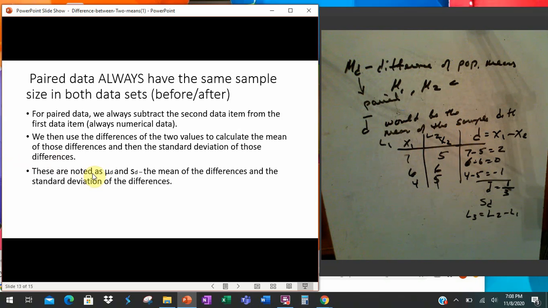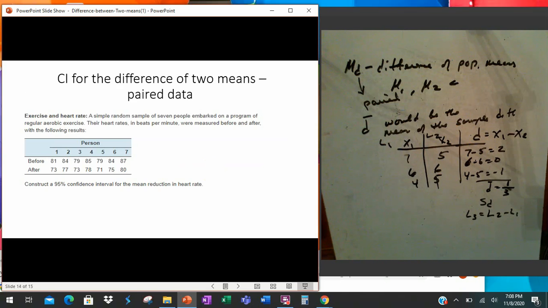So mu d is actually the mean of the differences. This would be the d bar, and then the standard deviation of the differences. This is for the population. That mu d would be the population mean of the differences. We'll see it in just a second.